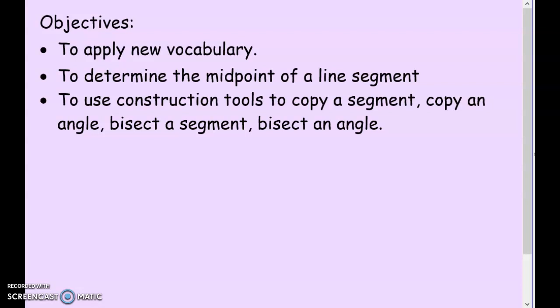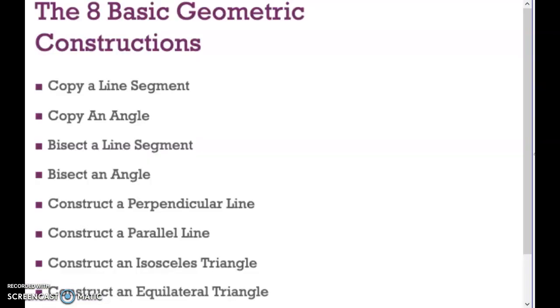Welcome to Lesson 1.4 Continued. The objectives for this lesson were to apply new vocabulary, to determine the midpoint of a line segment, and to use construction tools to copy a segment, copy an angle, bisect a segment, and bisect an angle. So we're going to work on that last objective right now.